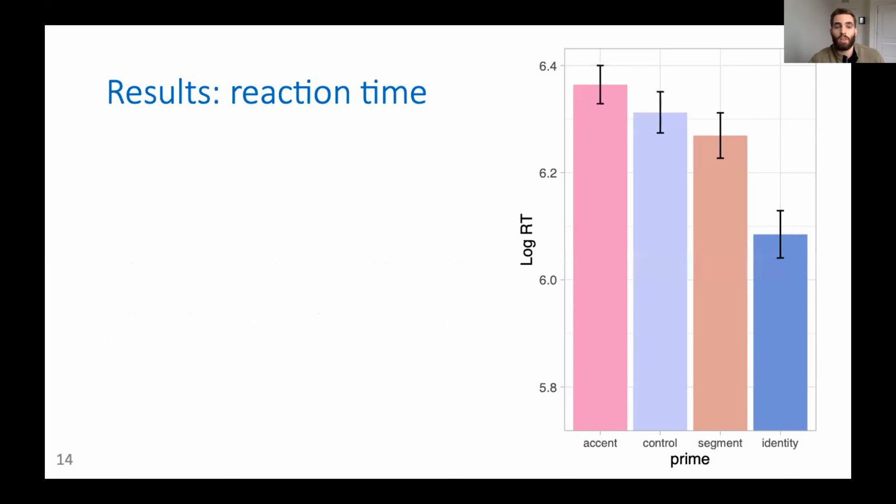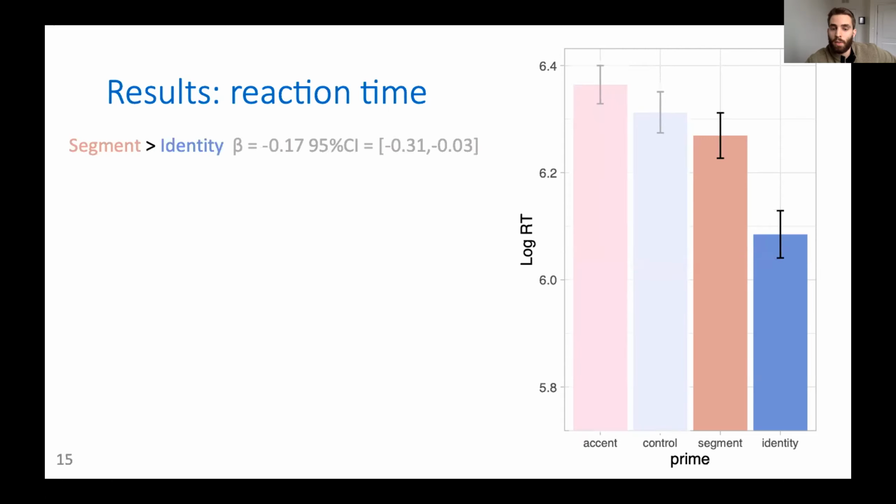So turning to the results, for the sake of time, again, I will just present our reaction time results, but we can discuss our accuracy results during the question period. Here you see reaction time split by prime type, labeled below the plot. Let's first consider the difference between segment and identity primes.